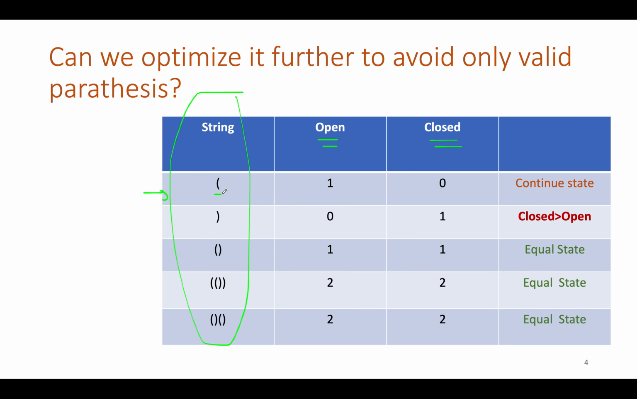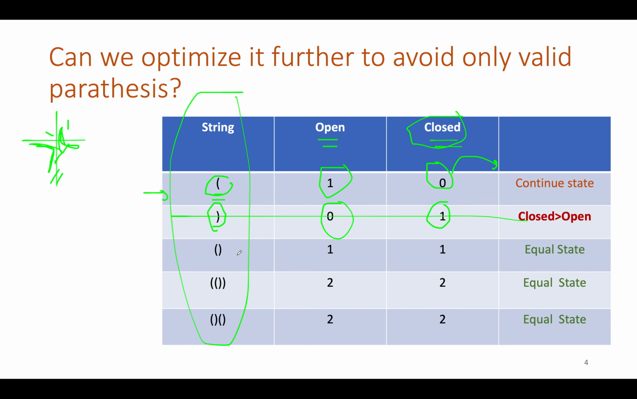If we have a string like a single opening bracket, then the opening count is 1, the closing count is 0. That means it's a continuous state. We have not yet reached a terminal state or an abortion state. If we have a string like this, where the opening count is 0 and the closing count is 1, you'll observe that the close count happens to be greater than the opening count. In those cases, you can never generate a valid parenthesis, because the closing brackets are greater in count than the opening brackets. So it's an abortion condition.